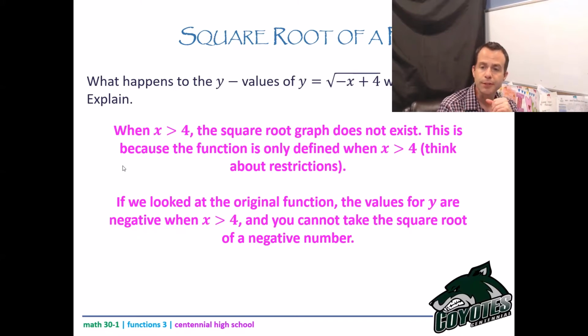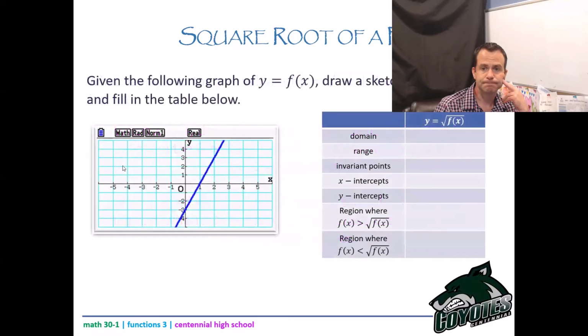So if we looked at the original function, the values for y are negative when x is greater than 4, and you can't take the square root of a negative number. Okay. All right, so now we're going to do it again. I've just given you a different line. But think about everything that I just said, okay? I know I've said a lot.